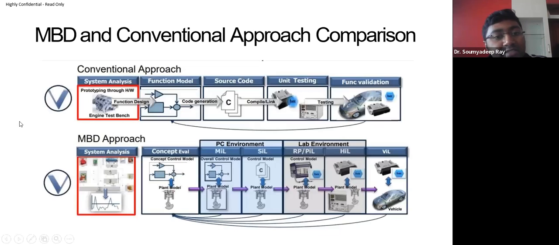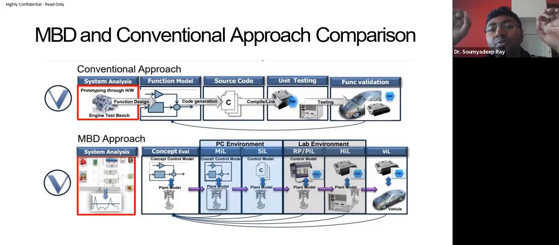I'll skip these things. Okay, so here I have shown the conventional approach and the model-based design or MATLAB-based design approach. Here you can definitely see that in the model-based approach, the system analysis is first there, and after that, the concept evaluation phase is there. What happens if you follow the conventional approach? At first, you need some test bench or hardware, but in MATLAB, as an engineer, you can design any system, right?